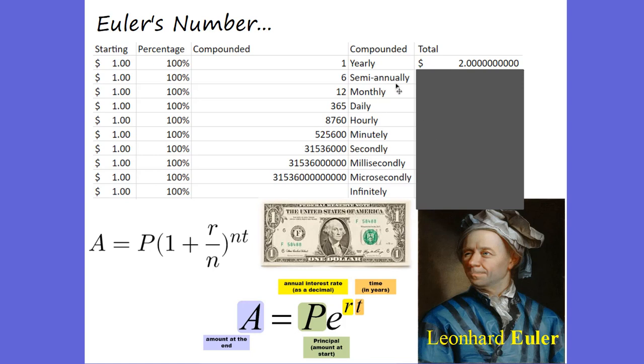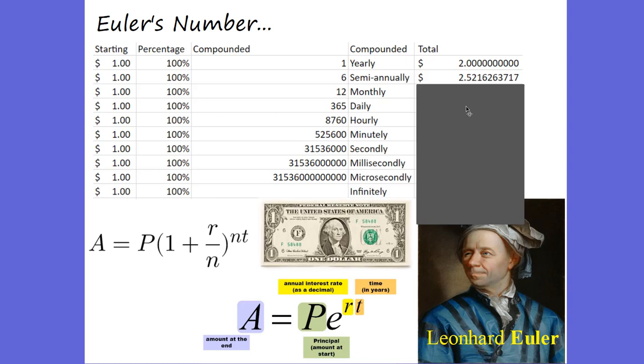But if it's compounded semi-annually, which means compounded every 6 months, at 6 months you have some interest compounded, and then of course the next 6 months you're working on more money. So if it was compounded twice, semi-annually, you're going to have $2.52, and so on, a little bit of change.